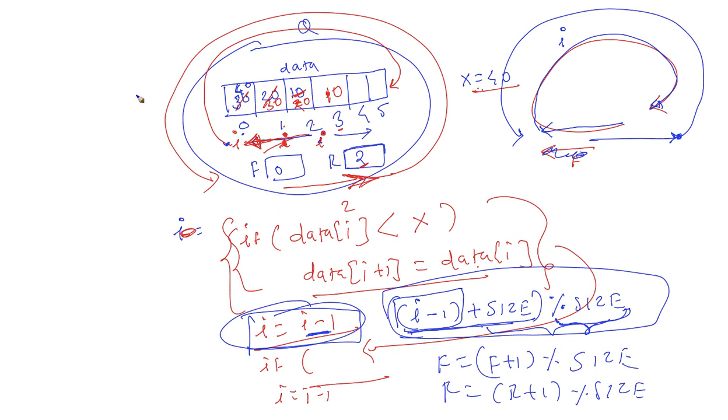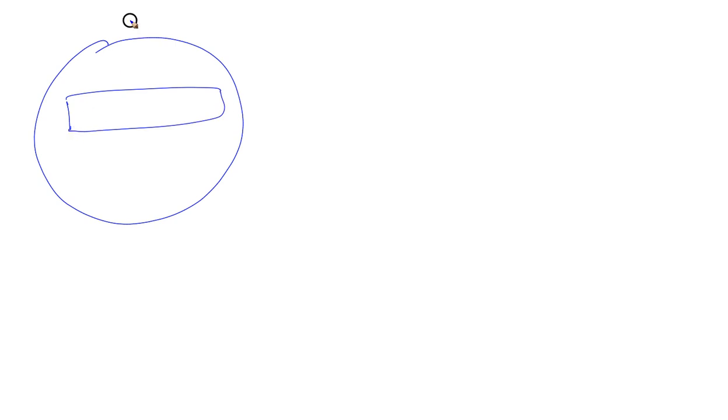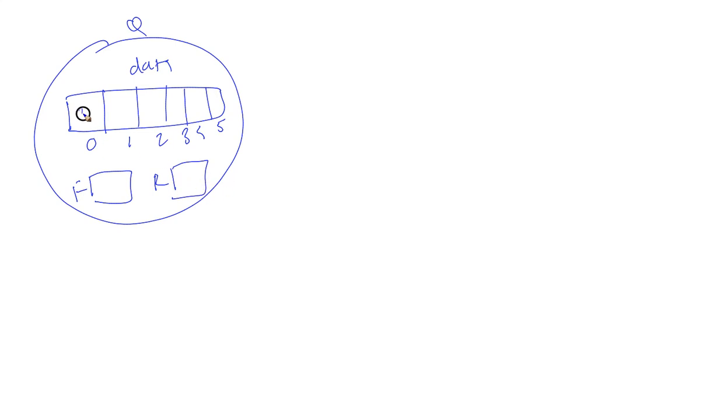Okay, so this is what the NQ operation in the priority queue is. A slightly involved operation. Let us write an algorithm for this. This is our queue, I'll quickly draw it. This is the queue, data array of size five, and F, and this is R. So in our case, this was 30, 20, 10, R was 2, F was 0.